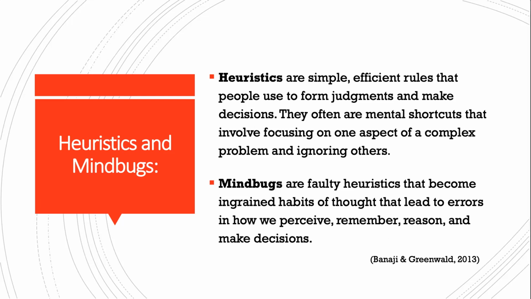I think as described in the video, Dr. Sean Harper described this association between Black males and violence, right? So you might be walking down the street and see a Black male and think, oh, violent, let me cross the street. That's an example of a heuristic that is not helpful, or is harmful. Typically those bad heuristics are the ones we think of as mind bugs. So they're faulty in some way, and they become these ingrained habits of thought that lead to errors in how we perceive, remember, reason, and make decisions.